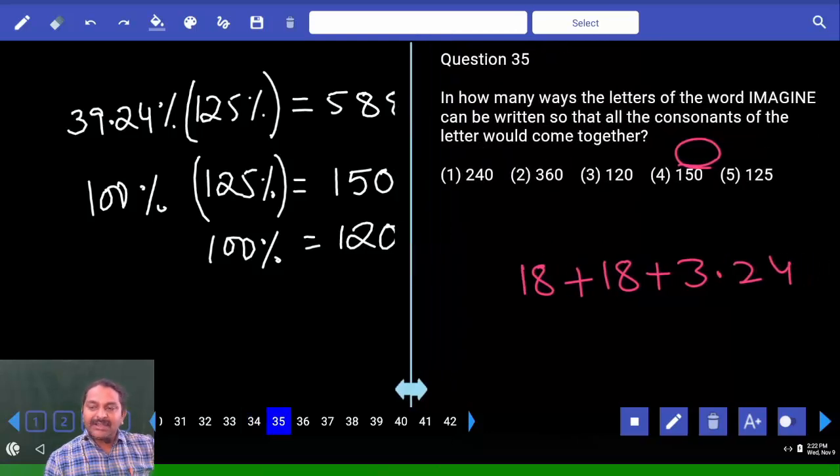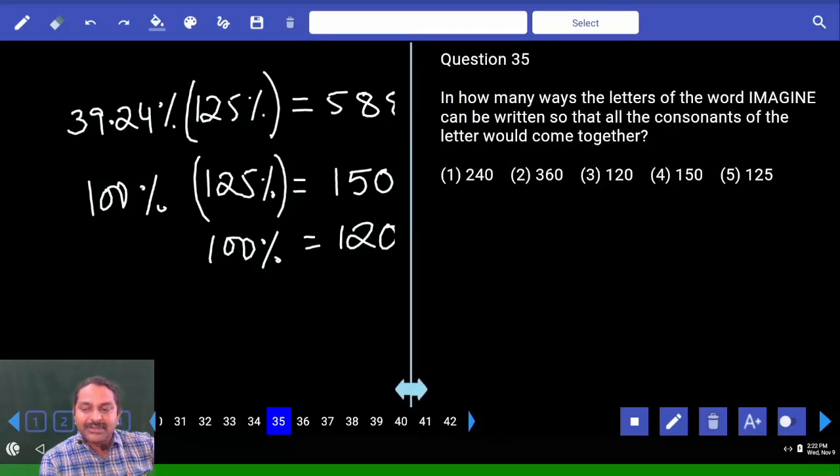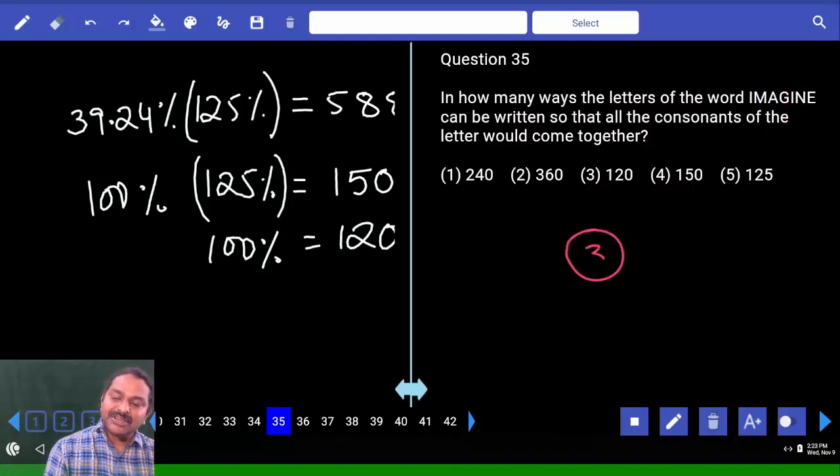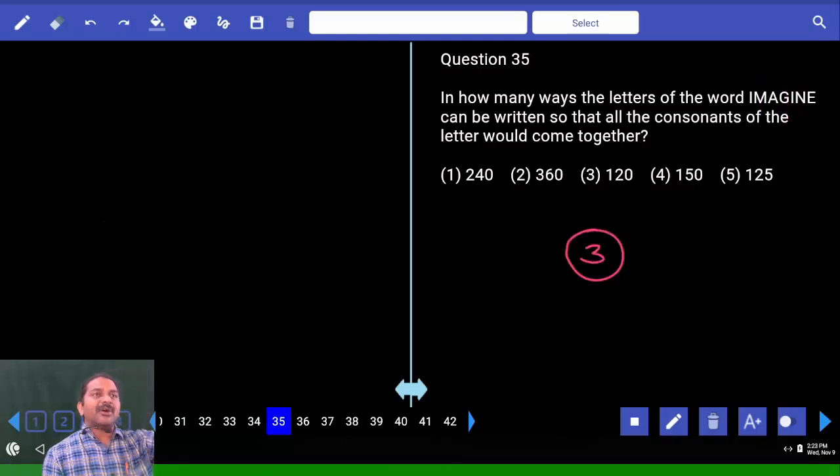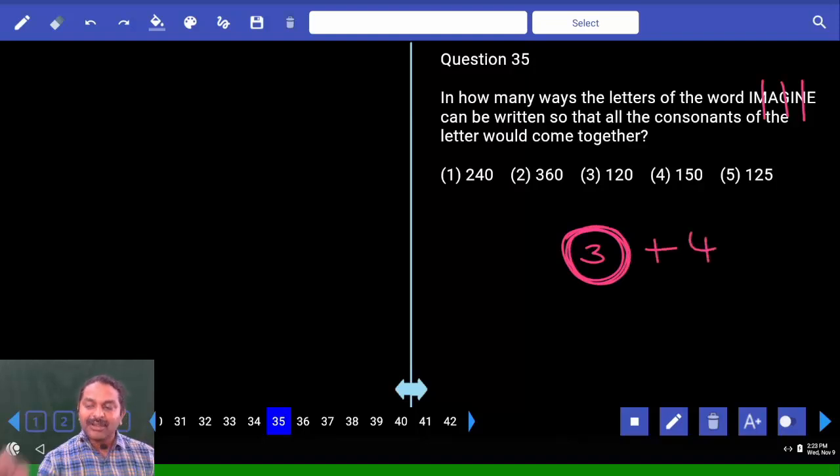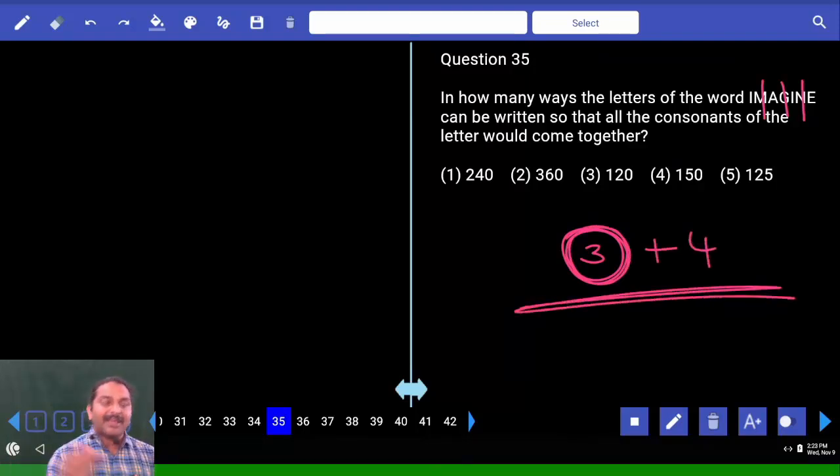In how many ways can the letters of the word IMAGINE be written so that all the consonants come together? How many consonants are there? M is a consonant, G is a consonant, N is a consonant. So I'll make those 3 letters as 1 unit. Apart from these 3 consonants, how many vowels are there? All these 3 I am taking as 1 unit plus 4 more letters are there. So total finally how many are there?